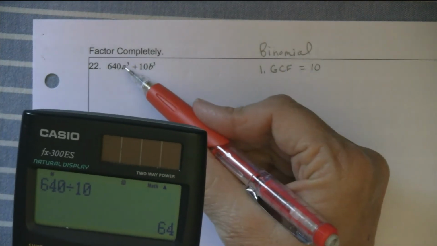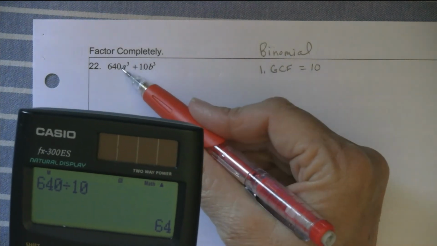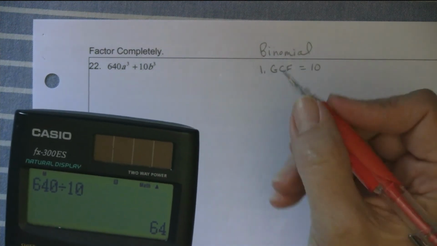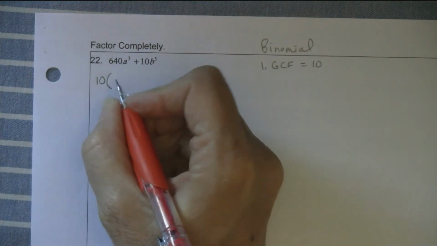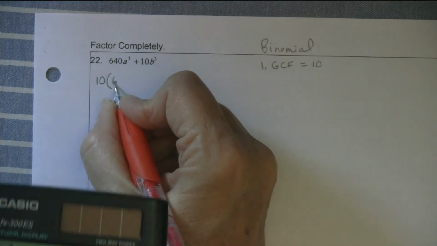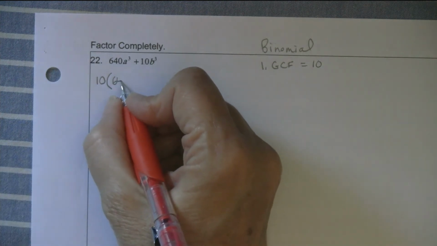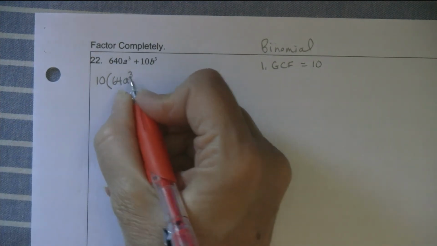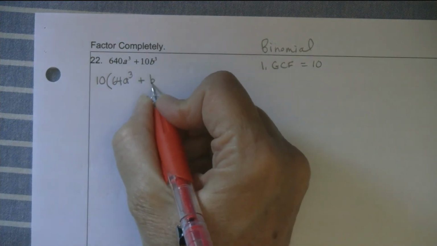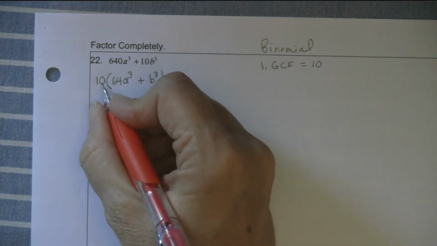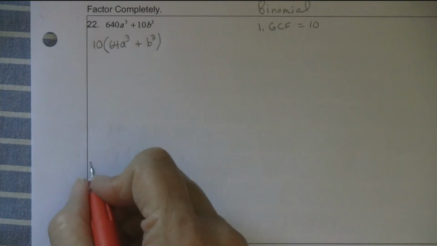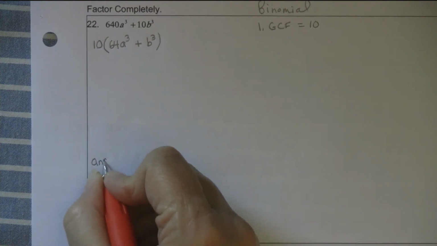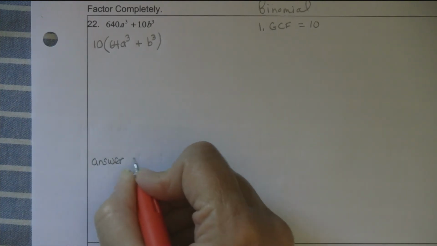And they don't have an A in common because they don't both have A's. And they don't have a B in common because they don't both have B's. So you pull out the 10. So 10 times 64, I still have it on my calculator, and then a to the third plus b to the third. And then monomials, which the 10 is, the greatest common factor is done. So I put that on my answer line. I don't want to forget you. So 10.